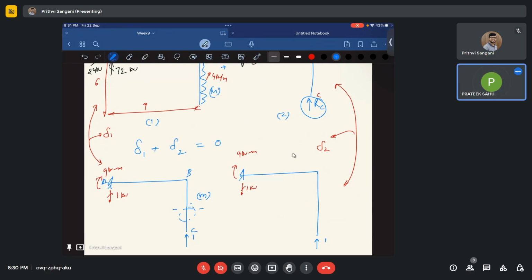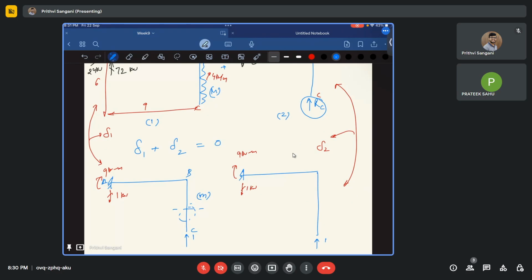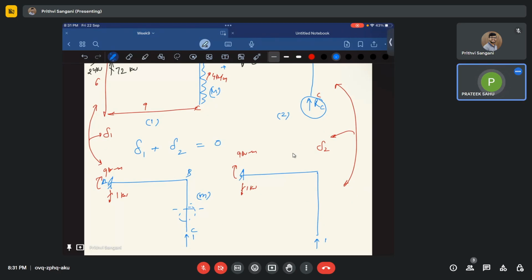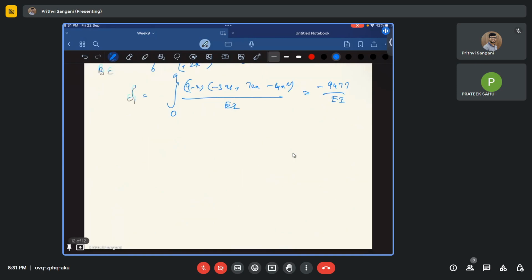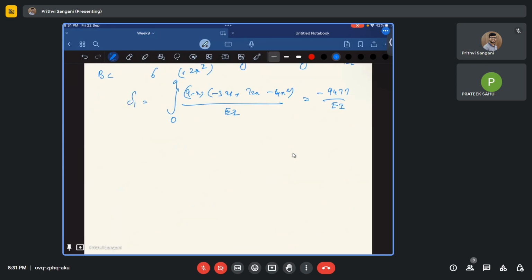Shall I repeat, or you understood what I said? Understood. Yeah, yeah. So that is the reason why we are having the same unit load, the unit load or the virtual load which we are applying.